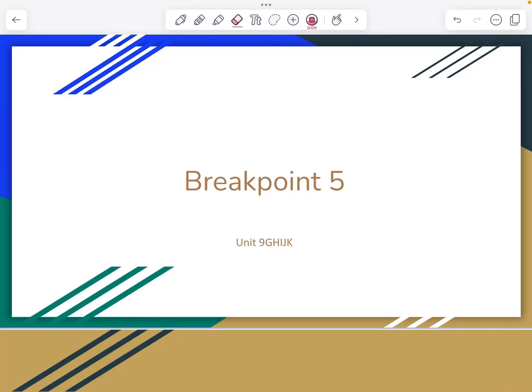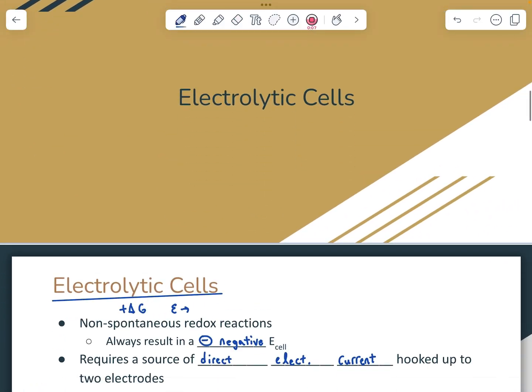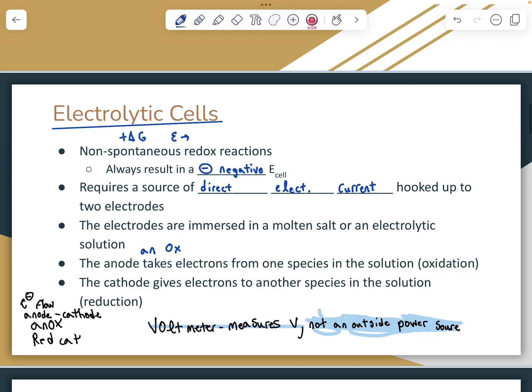Okay, this is breakpoint 5, topic 2, and we are going over electrolytic cells. So let's get into it. Electrolytic cells are non-spontaneous redox reactions that will always result in a negative E cell.